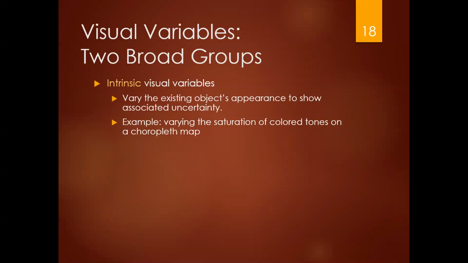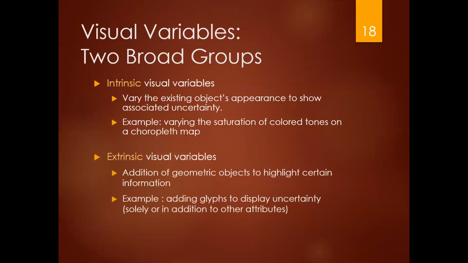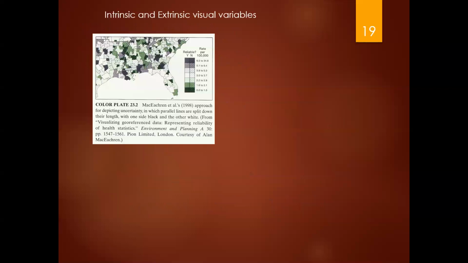We should not say new visual variables because when you are using saturation to address the uncertainty, it's actually a new visual variable. We don't use independent or other symbols to address uncertainty. But the second group here, extrinsic variables, means that we add new geometric objects or symbols to highlight certain information. Okay, let's see some examples here.